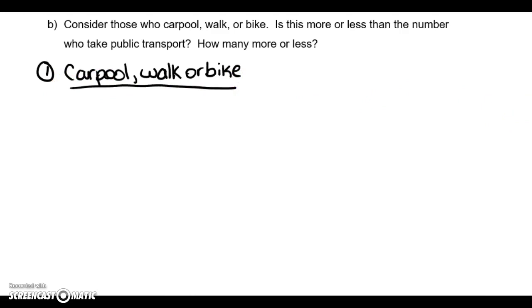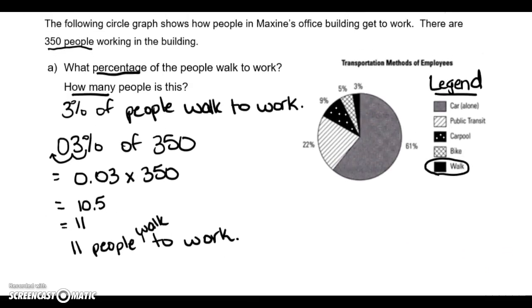So let's look back up to our circle graph. What we're going to notice here is that the number of people who carpool, walk, and bike isn't just one section of the graph. This is 3 different sections. So what we have to do is add up those percentages in order to find out how many people there are. So here we're looking at how many people carpool.